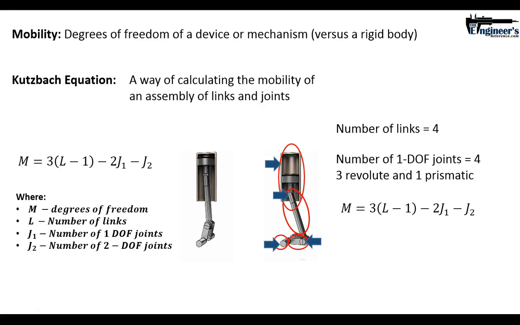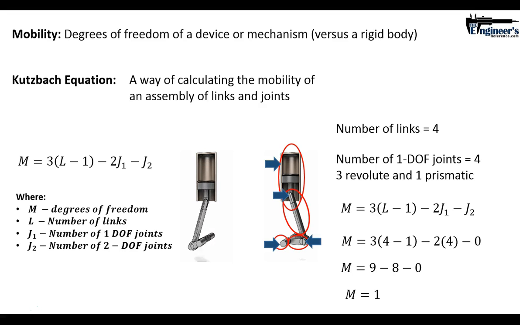So if we apply that to this Kutzbach equation, we can see that we've got 3 times 4 links minus 1, minus 2 times the 4 lower pair joints, and we've got no higher pair joints. So this drops out. Now get my cursor. There we go. So the higher pair drops out, and when we simplify this equation, we end up with 9 minus 8 minus 0, and we come up with a mobility of 1.